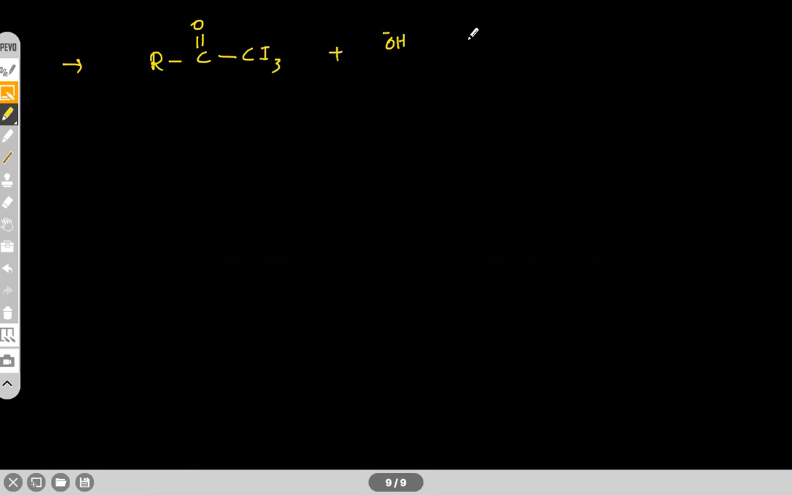Now, this base OH minus has taken all the acidic hydrogen. We do not have any acidic hydrogen present here. So this OH minus attacks onto this carbon, the carbonyl carbon. Correct? When it attacks the carbonyl carbon, the pi electrons shift, and this OH gets attached. So we get R-C, single bond O minus, CI3 and OH.